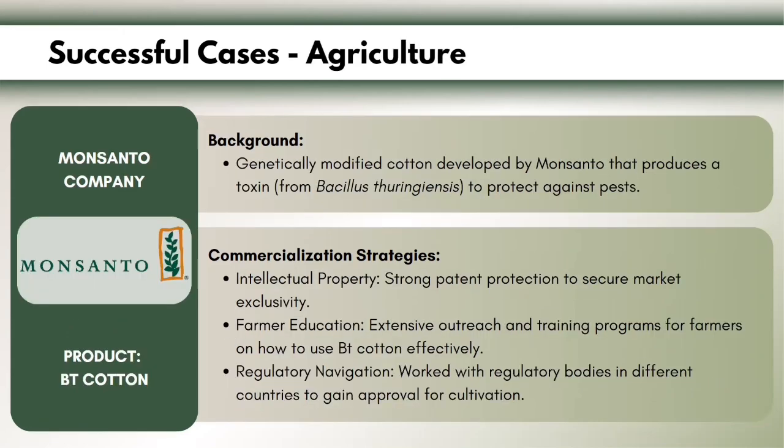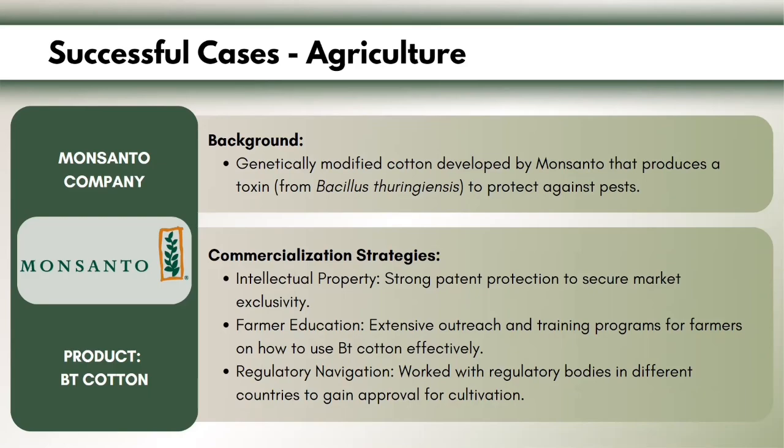Next slide. Next we have BT cotton, which is a genetically modified cotton developed by Monsanto. This product produces a toxin derived from Bacillus thuringiensis to protect against pests. BT cotton has significantly improved pest resistance and crop yields for farmers.